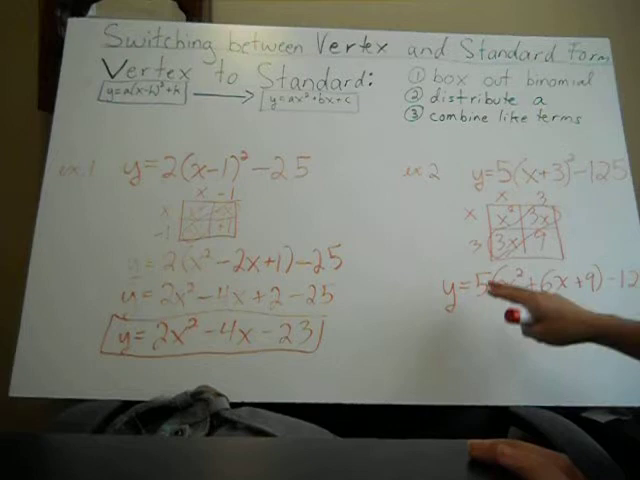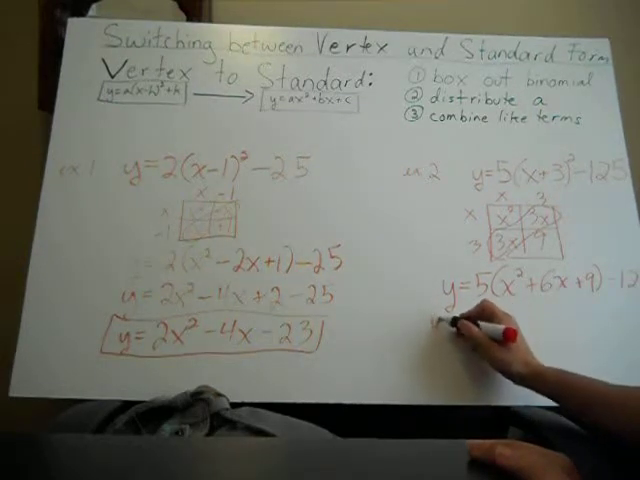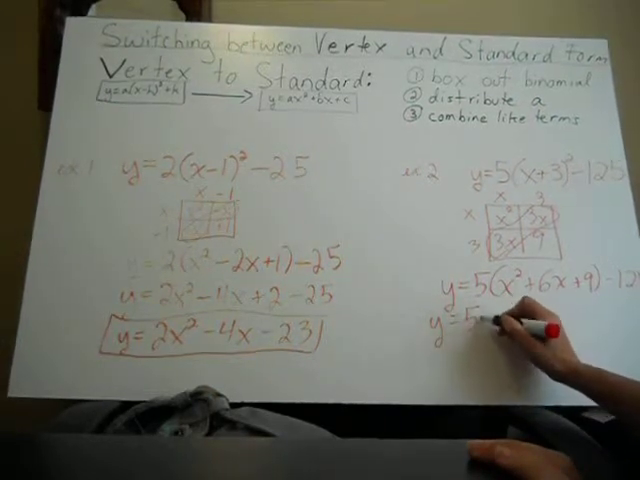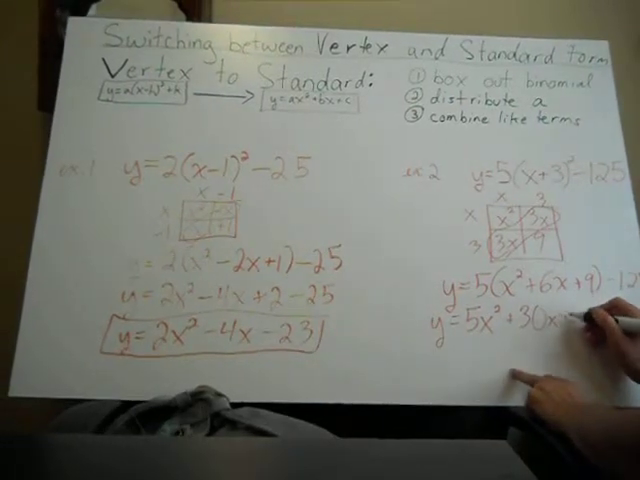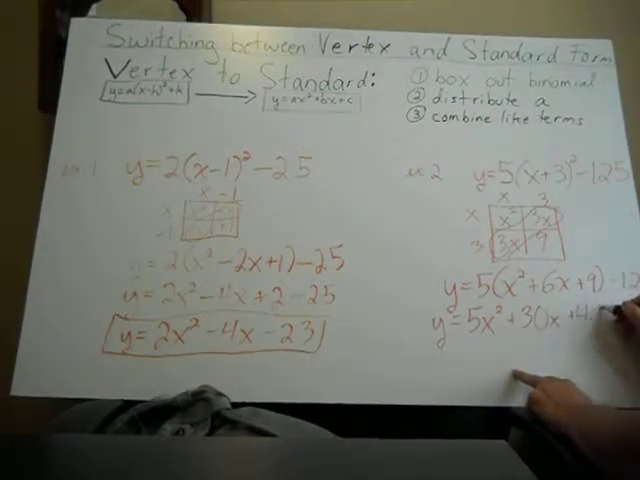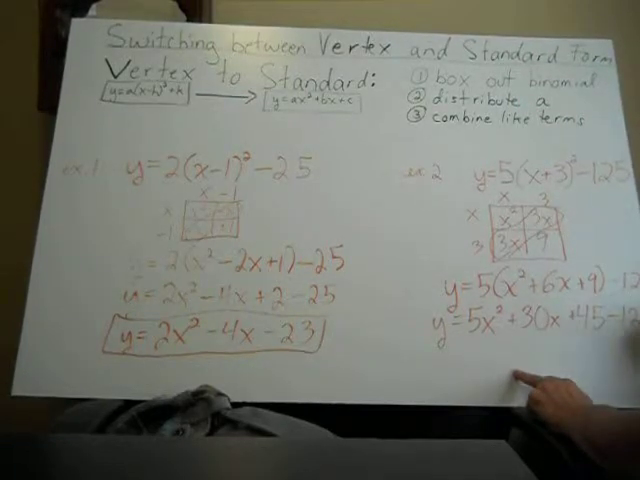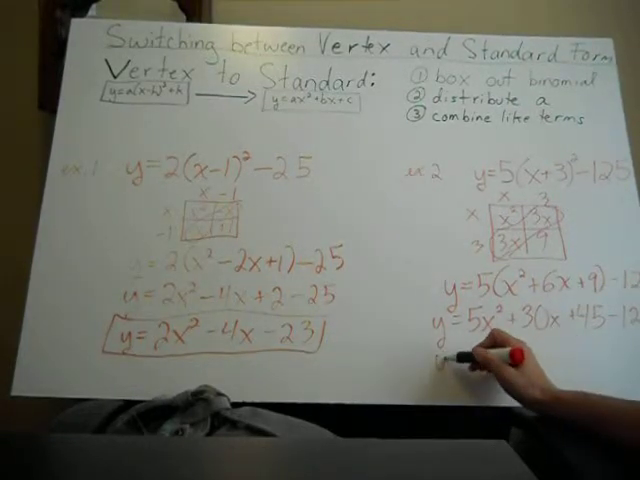Next step, distribute a, so I'm going to distribute the 5. And last step is to combine my like terms.